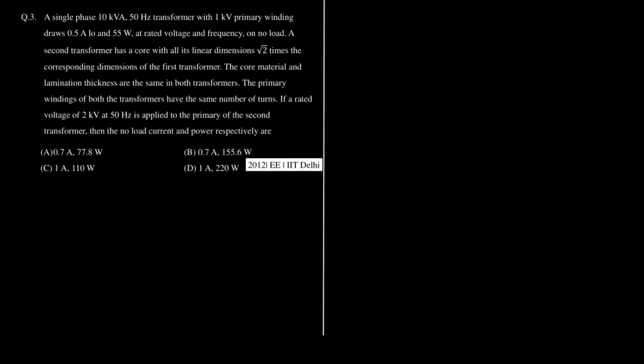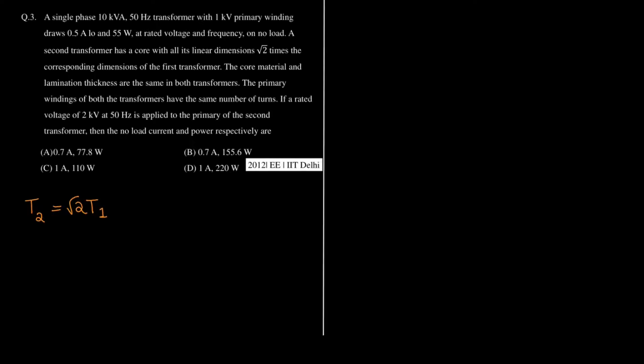Now let's get started. I have already solved one question of this type, and the link for that video is available here. So let T1 be the linear dimensions of transformer 1. Don't consider T1 as transformer 1 itself. I am considering it as the linear dimensions of transformer 1. Wait, let us take T2 as the linear dimension of transformer 2, which is root 2 times that of transformer 1, because that is what is given in the question.